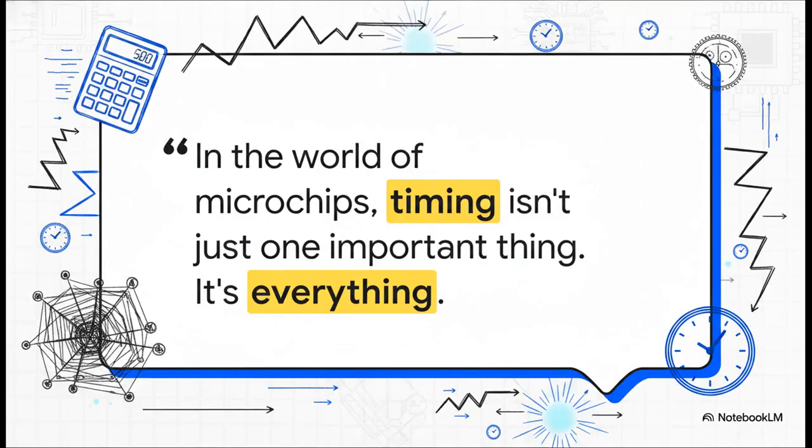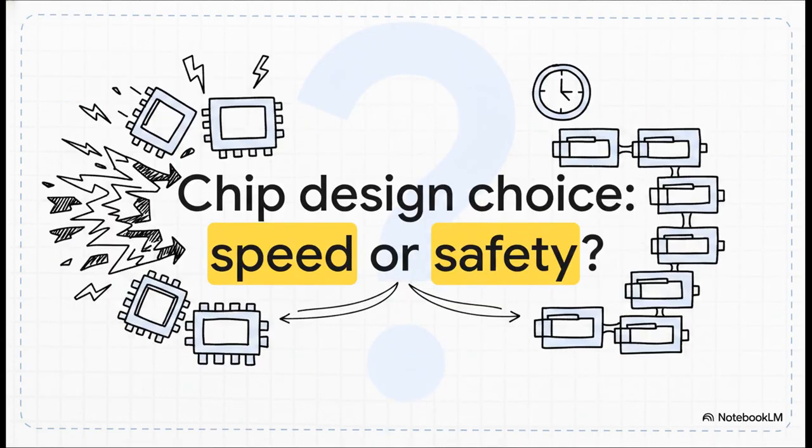When you boil it all down, it leads to one simple conclusion. In the world of microchips, timing isn't just an important thing. It's everything. It's the invisible architecture that makes our entire digital world work. From the watch on your wrist to the most powerful AI servers, every single one of them relies on winning this ridiculously fast relay race, billions and billions of times every single second. So I'll leave you with this final thought.